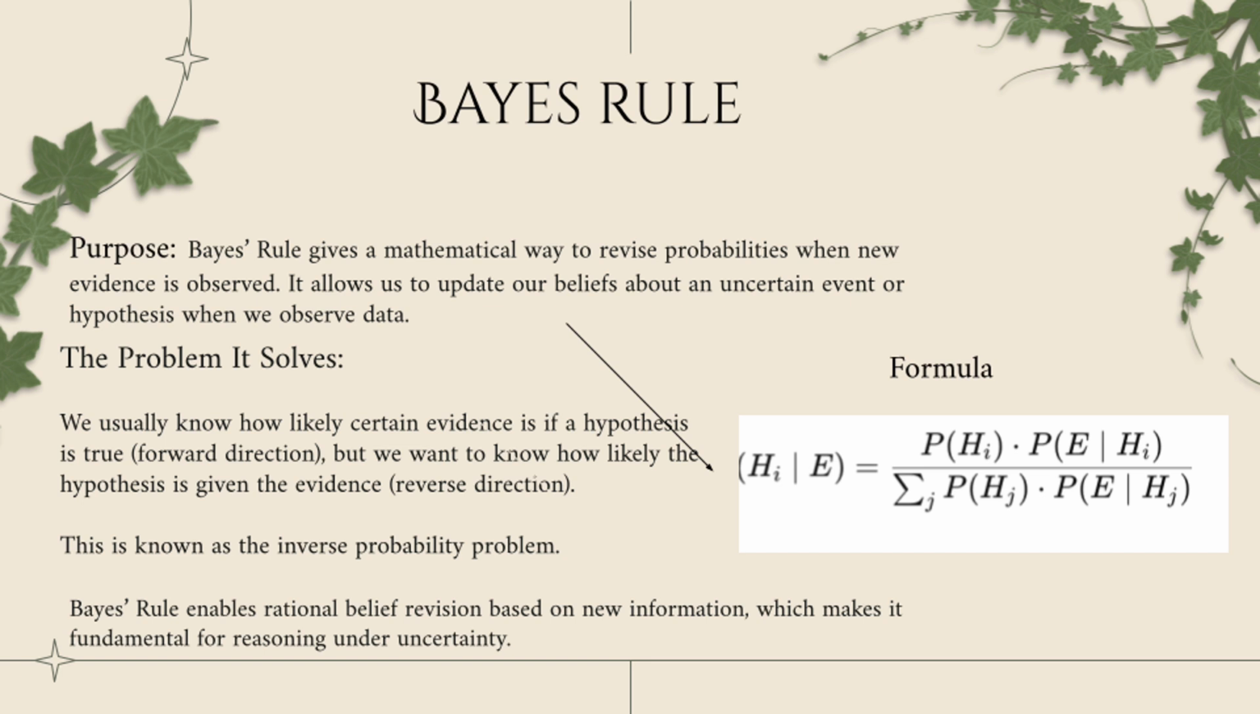This is a mathematical way to revise probabilities when new evidence is observed. It allows us to update our beliefs about an uncertain event or hypothesis when we observe data. We usually know how likely certain evidence is if a hypothesis is true, but we want to know how likely the hypothesis is given the evidence, the reverse direction. This is also known as the inverse probability problem. Bayes' rule enables rational belief revision based on new information, which makes it fundamental for reasoning under uncertainty.